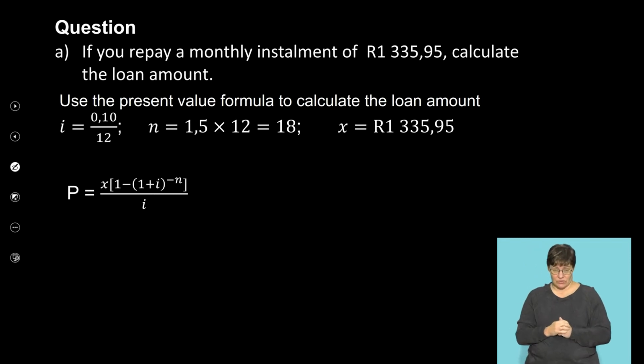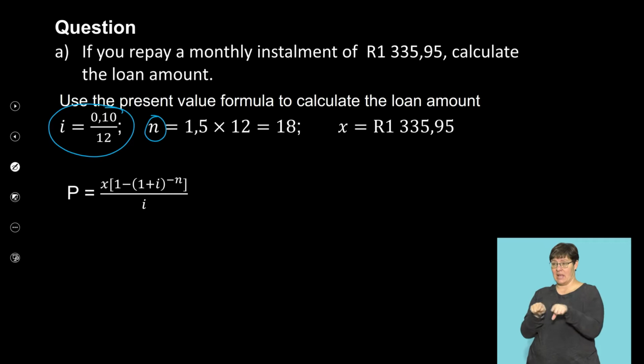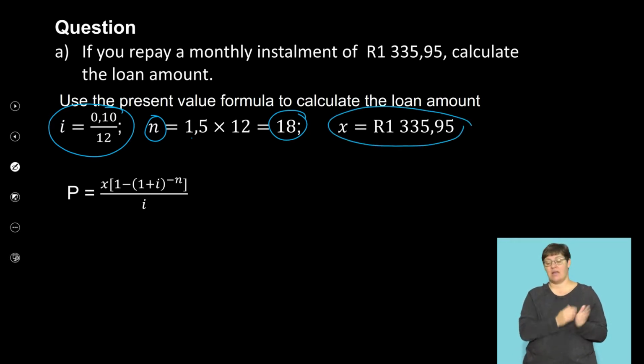So what do we know? We know our formula. We know our data: i is 0.10 over 12. We know that n is going to be 1.5 times 12, which is the same as 18 months because it's a monthly thing. And then we know on a month-to-month basis, we are paying 1,335 rands and 95 cents.